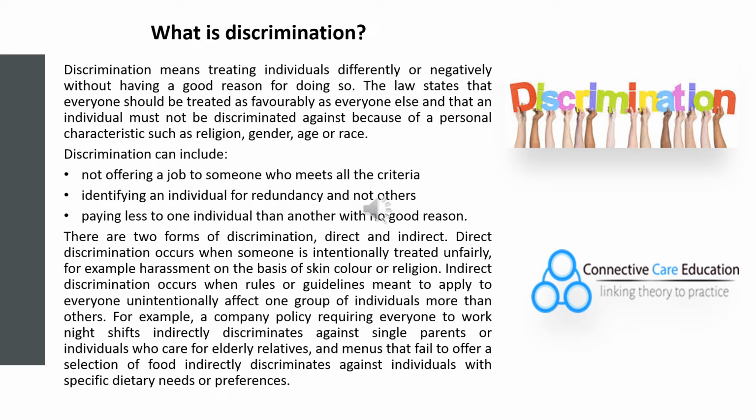There are two forms of discrimination, direct and indirect. Direct discrimination occurs when someone is intentionally treated unfairly, for example, harassment on the basis of skin colour or religion. Indirect discrimination occurs when rules or guidelines meant to apply to everyone unintentionally affect one group of individuals more than others. For example, a company policy requiring everyone to work night shifts indirectly discriminates against single parents or individuals who care for elderly relatives, and menus failed to offer a selection of food indirectly discriminates against individuals with specific dietary needs or preferences.